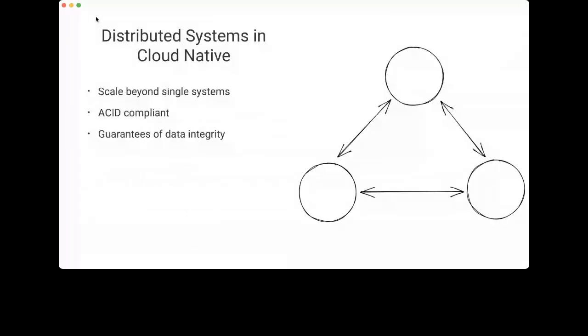So just to give a little background into distributed systems in the cloud native environment, our goal in designing this and really a large goal of the cloud native movement was to begin scaling and solving the problems of scale beyond single systems while ensuring some sort of ACID compliance, making sure that all of our data is atomic, it's consistent, it's idempotent, and it's durable, right? We want to be able to write values and then read and know that we're reading a valid result back, right? And so that leads to some guarantees of data integrity.